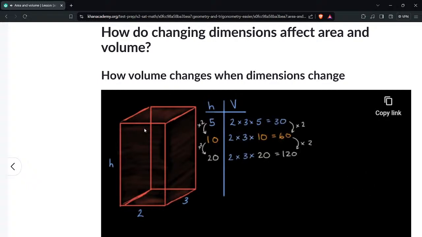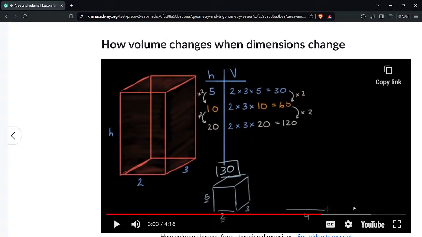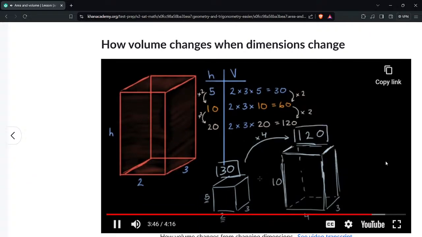Let's think about something interesting. Let's think about what happens if we double two of the dimensions. We know that if we have a situation where we have 2 by 3 and this height is 5, the volume here is 30 cubic units. But now let's double two of the dimensions. Let's make this into a 10 and let's make this into a 4. So the volume is going to 4x. Think about why that happened.